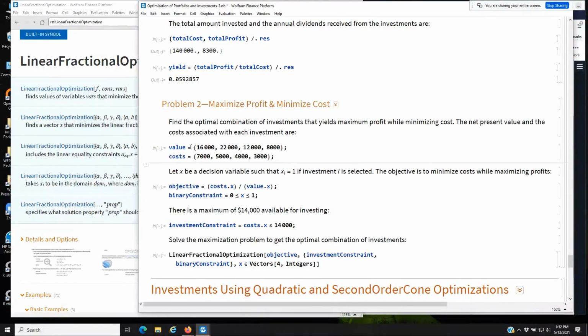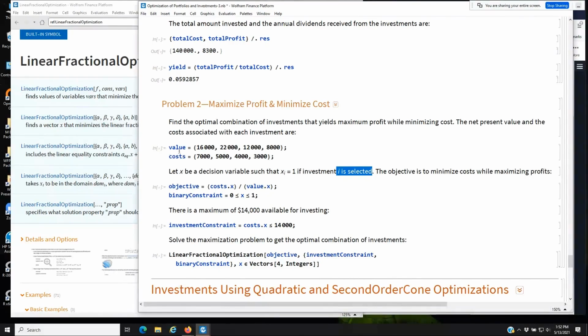So the question here is, we already know what the values are and what the costs are going to be, so which ones do we choose so that we maximize our profit while minimizing cost. Okay, so we've got a decision variable. Xi now takes a value 0 or 1. It takes a value 1 if we select that stock to invest in.